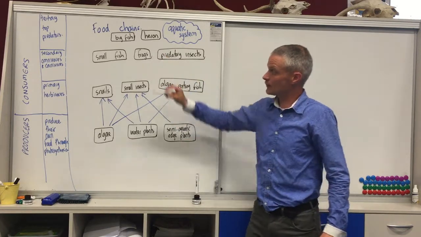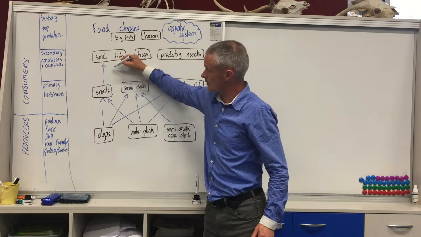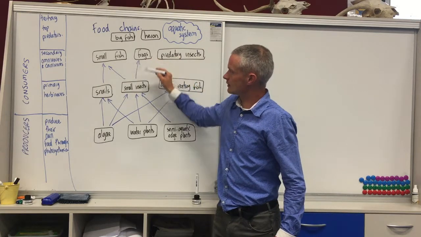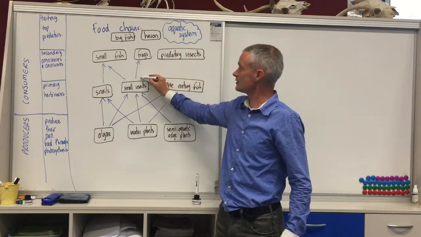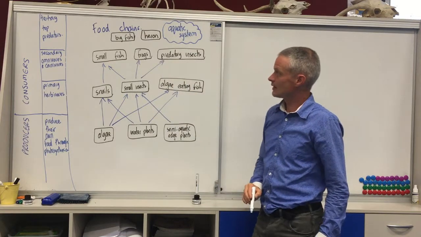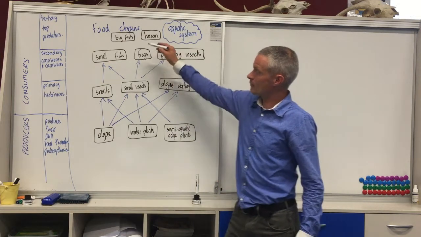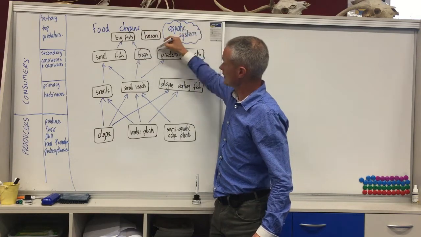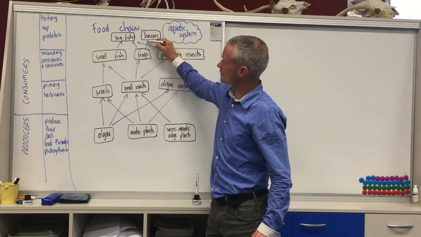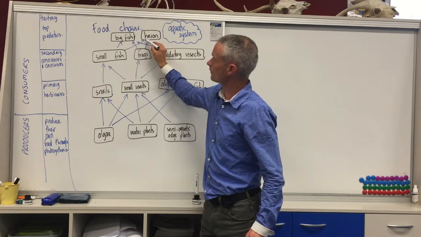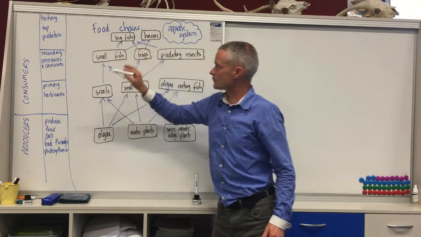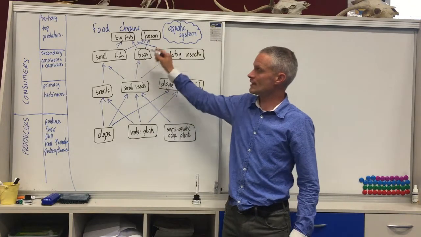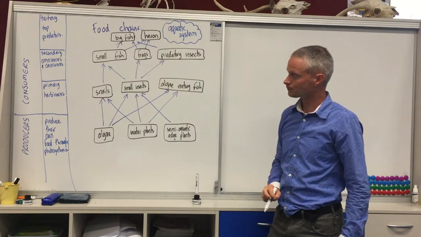But if we take it one step up, we've got small fish that are eating the snails and the small insects. And we've got frogs eating the small insects, and we've got predatory insects eating the small insects. And then we've got the big fish that are eating the small fish, frogs, and the insects, and we've got the herons eating the frogs and the small fish. So this is a simplistic version, just showing where the energy is going in this food web.